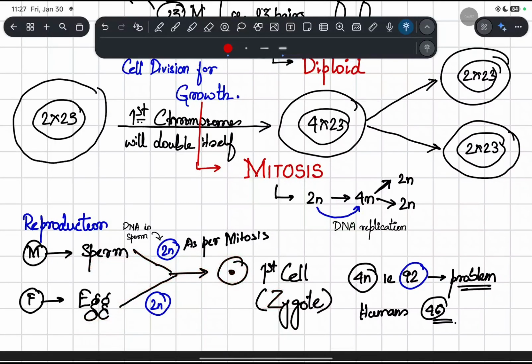So as we have seen in meiosis, what happens? The sperm cell will have 2n configuration of DNA. The egg will also have 2n. Both will fuse, so when both fuse, it will become 4n. The zygote will have 4n, and thus it will have 92 chromosomes. So of course that is a problem, right? Because humans should have only 46 chromosomes, right?